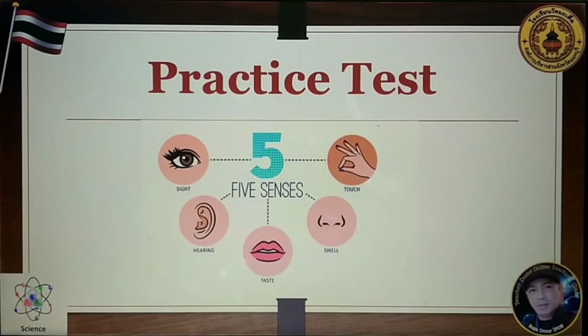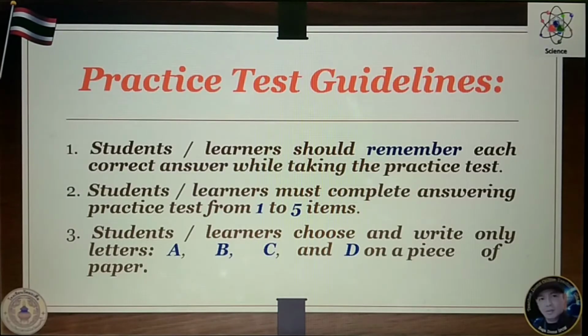Now let's go to practice test. Let's deal first with the practice test guidelines. Number 1, learners should remember the correct answer while taking the practice test. Number 2, learners must complete answering practice test items 1 to 5. Number 3, learners choose and write only letters A, B, C, and D on a piece of paper.